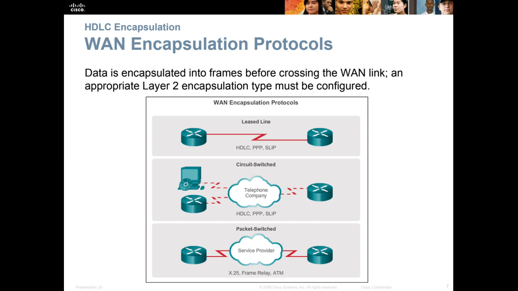And here we have data encapsulation protocols. Data is encapsulated into frames before crossing the WAN link. Why? Because we said that the WAN is covered in which two layers? Very good. Physical and data link layer. The last two layers, layer 1 and layer 2. And these are the services. X.25 is obsolete now, it was in the old days.